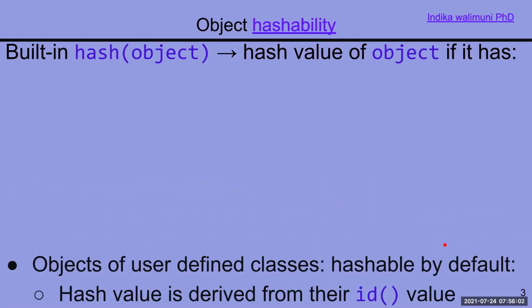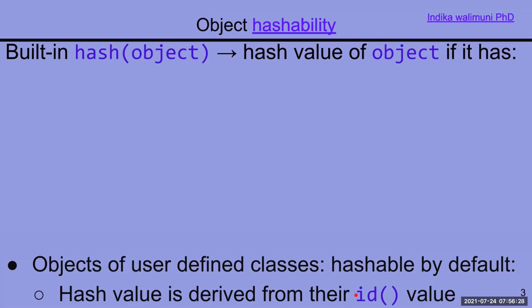For user-defined classes, objects of user-defined classes are hashable by default. The hash value is derived from the ID value. We use the ID function to derive the hash value of objects of user-defined classes by default.